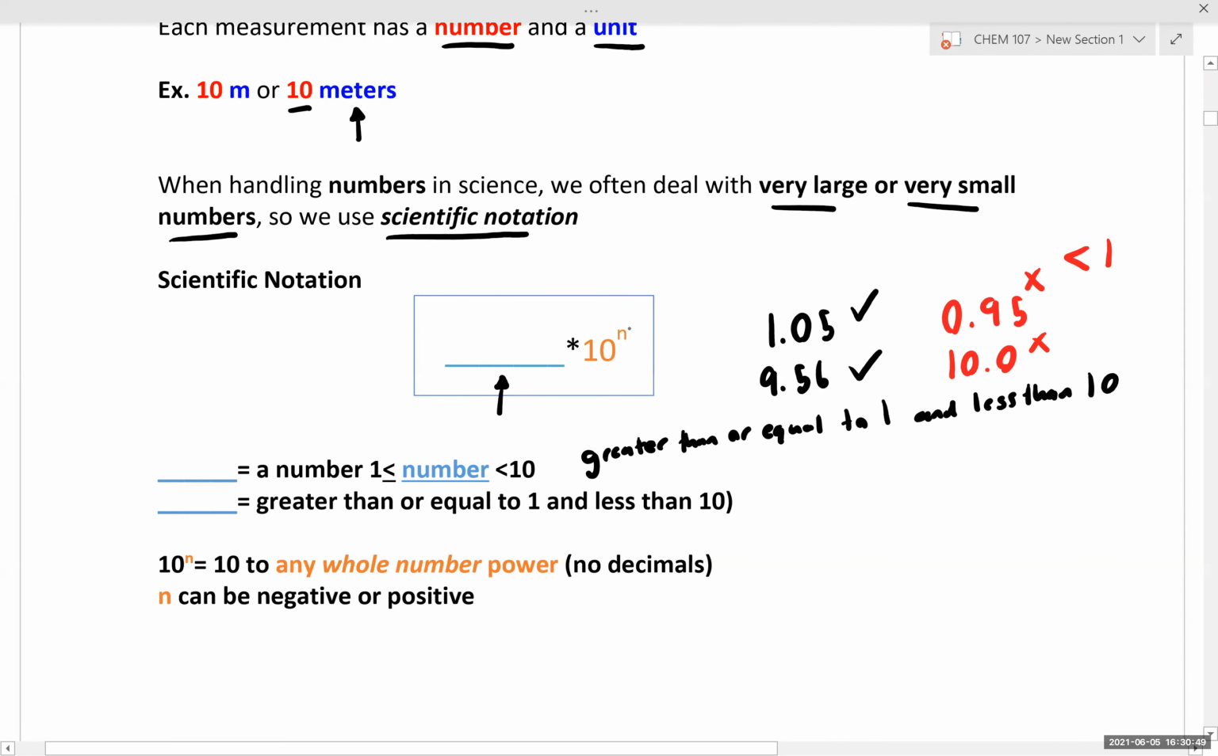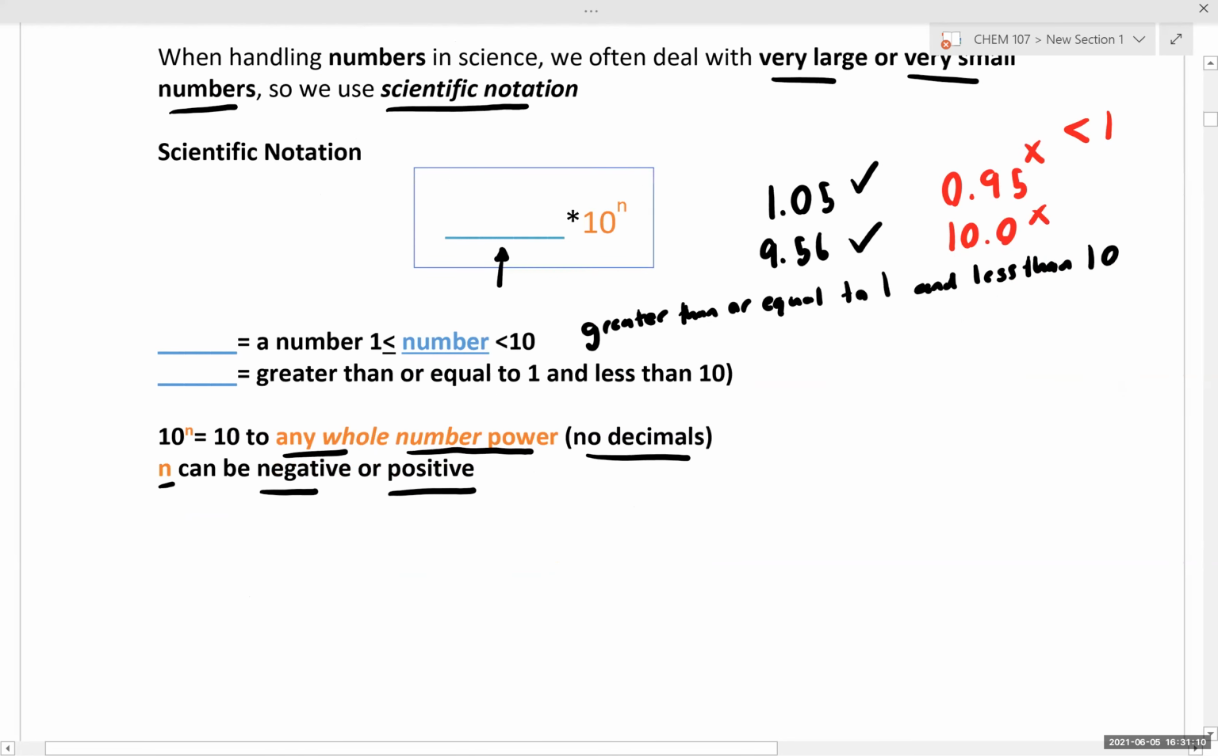Now, this 10 to the n, 10 is our base and n is our exponent. n can be any whole number power, so no decimals. And n can be negative or positive to describe small numbers and very large numbers respectively. So for example, 10 to the second, more than okay. We have a whole number power. 10 to the negative fifth, that's also more than okay. Whole number power, but we can have negative numbers, that's more than okay.